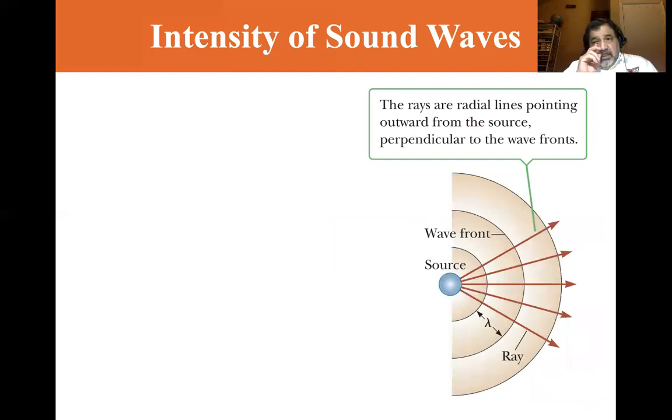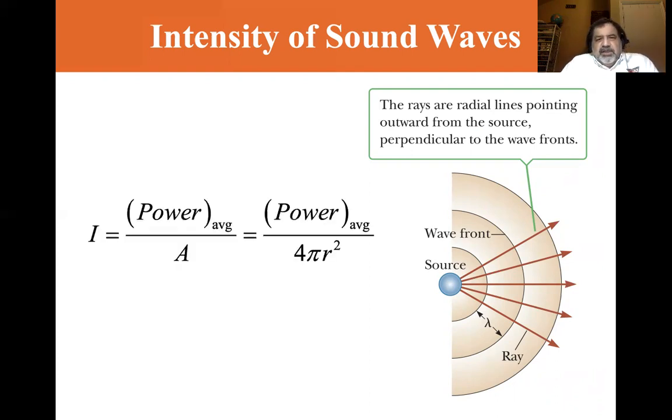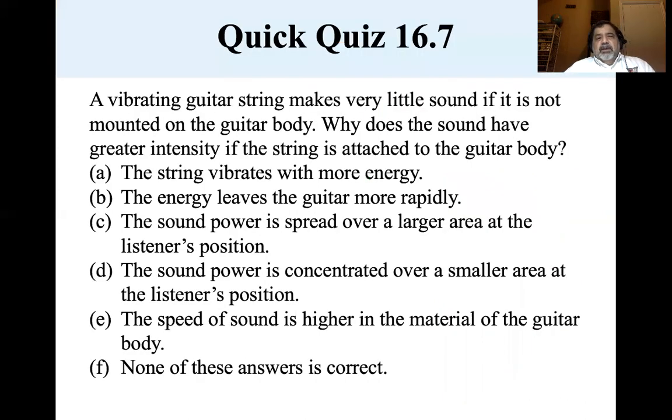Now, sound waves, we've been working with this cylinder, which is all in the x direction, but sound waves go in a spherical wavefront. Here's an image. The rays are radial lines pointing outward from the source, perpendicular to the wavefronts, and it's a spherical wavefront. So the intensity is equal to the average power divided by the area. So that's the average power divided by 4 pi r squared. That's the spherical wavefront.